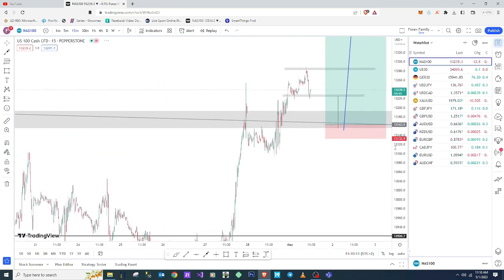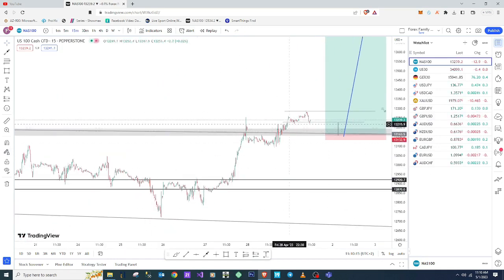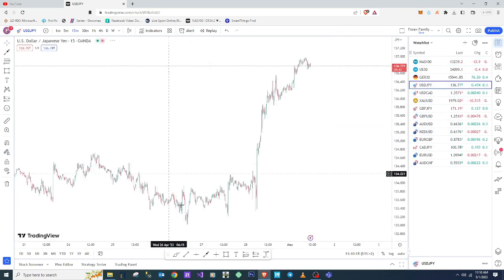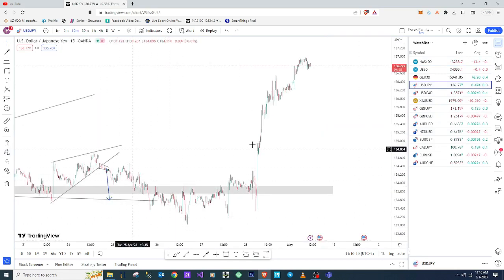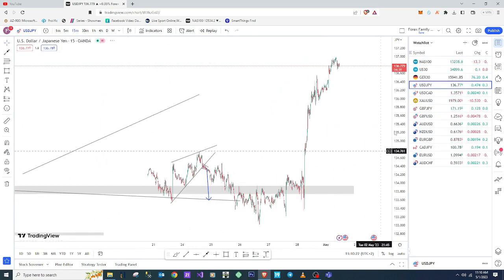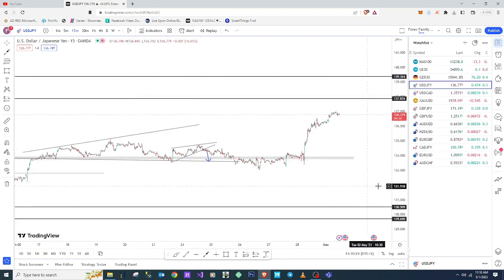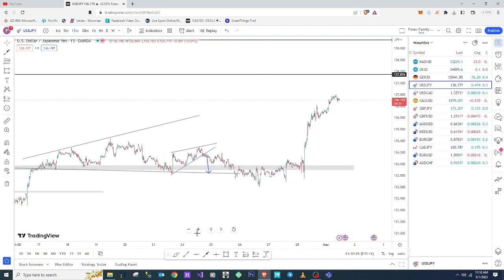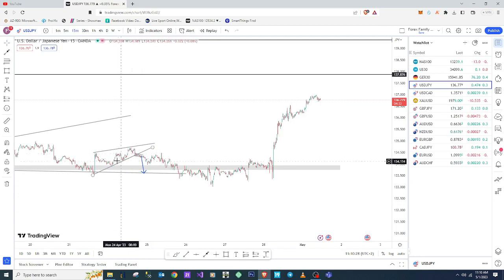Let me see which other currency pair that I can analyze. Let me go to USDJPY. So guys, I've been analyzing on my own. You see there's analyses here. There was USDJPY. I took a trade from here.